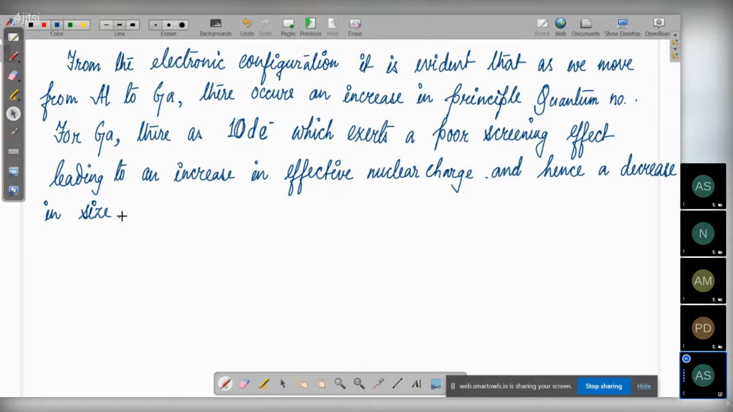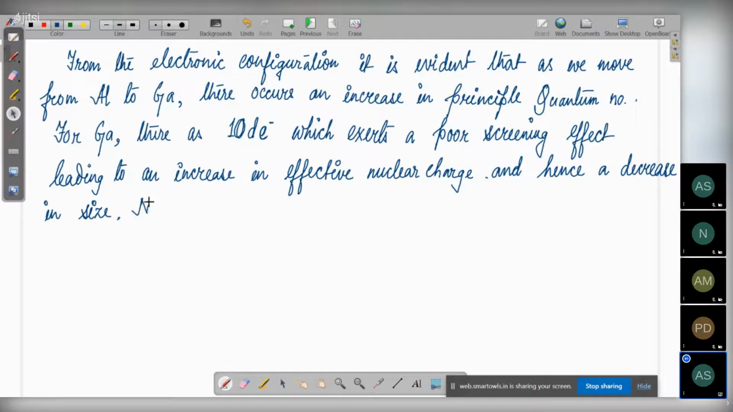So we have two opposing factors. Due to the increase in principal quantum number, the atomic size is increasing. Due to the poor screening effect of the d electrons, the atomic size actually decreases. So both these opposing factors are operating simultaneously. Obviously, both the factors are happening together. So that is what will be written.